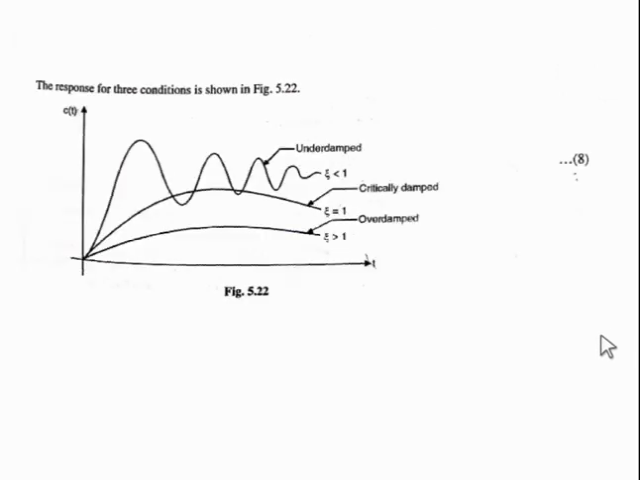So if we plot the output response C(t) for different values of zeta, first we consider zeta less than 1. We get this kind of output response for C(t), and this is the underdamped system. If zeta equal to 1, we get this kind of response. This is oscillatory, but this is not oscillatory. If we further increase the value of zeta from 1 to greater than 1, it is the overdamped system. So zeta less than 1, it is underdamped; zeta equal to 1, critically damped; and zeta greater than 1, overdamped.